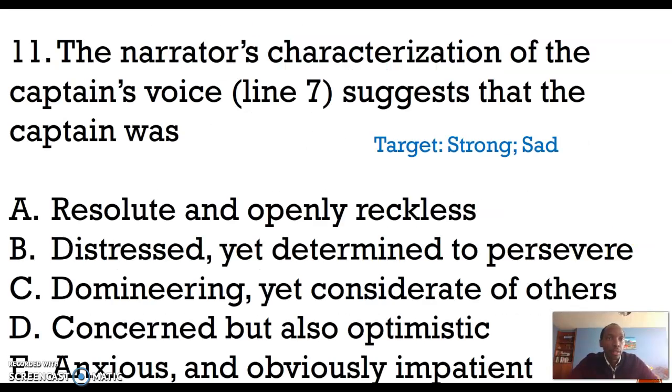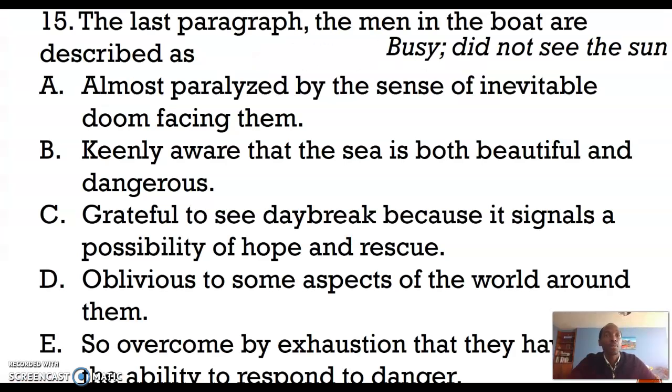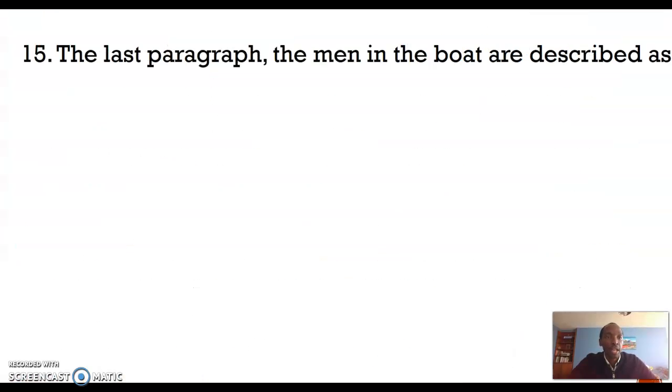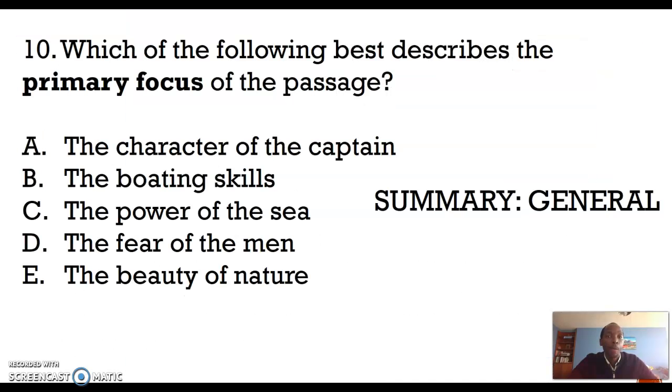And now we can go back to the initial one, question 10, right? Now that we've finished the passage, we've attacked the detail questions, we've been using the DATE process, we can go to question 10, which is the one that asks us about the passage as a whole. It's a global question. So what's the primary focus of the passage? In this case, we know that the passage is about the sea, the power of the sea, right? It's not about the fear of men. We don't have evidence for that. It's not about the captain exclusively, right? The one we have most evidence for is that it's about the power of the sea.